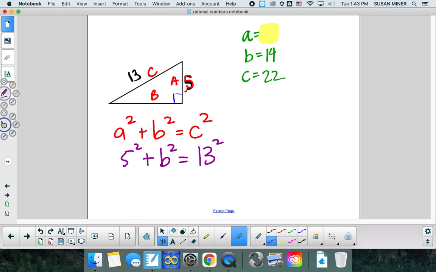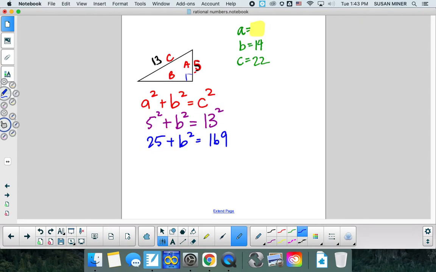Okay, so when I substitute in, now I just have to solve to find out what B squared is. And this is just like any other equation. So 5 squared is 25, plus B squared is equal to 169. If I want to know what B squared is, I have to get B squared alone. And so I'm going to subtract 25 from both sides. When I subtract 25 from this side, it cancels. And so B squared is equal to 169 minus 25. That gives me 144.